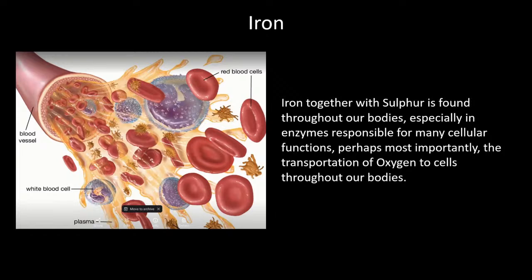Iron is abundant in biology. Iron-based proteins are found in all living organisms, from the evolutionary most primitive right up to us humans. The color of our blood is due to hemoglobin, an iron-containing protein. Iron, together with sulfur, is found pervasively throughout our bodies, especially in enzymes responsible for many cellular functions. Perhaps most importantly, the transport of oxygen in blood to cells throughout our bodies.